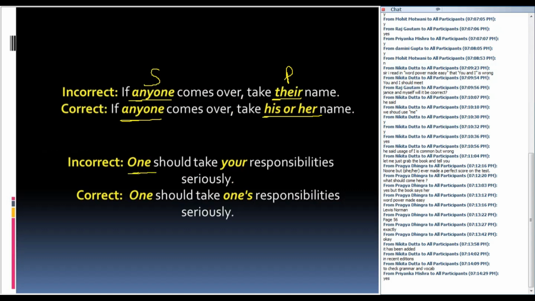One should take your responsibility seriously is wrong. The possessive case of one is one's. One should take one's responsibility seriously. So whatever case you use, whether you are using reflexive case or possessive case, whether you are using subjective case or objective case, all must be in concordance. It must match. It should not be all jumbled up.